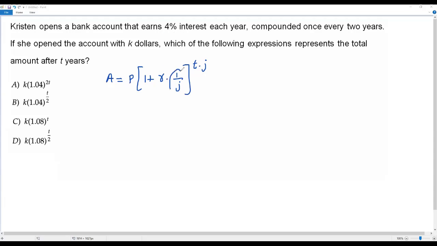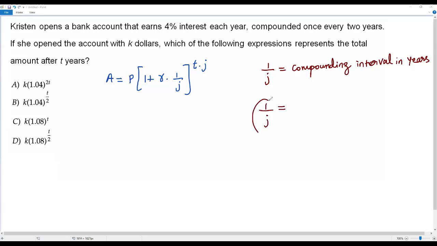And now we have to carefully understand this 1 over J. Let me write the required stuff for it. 1 over J equals the compounding interval in years. For example, if interest is compounded once in 6 months, what is the value of 1 over J? The 1 over J always has to be expressed in years. So if interest is compounded every 6 months, then 1 over J is equal to 1/2, because 6 months equals 1/2 of a year.